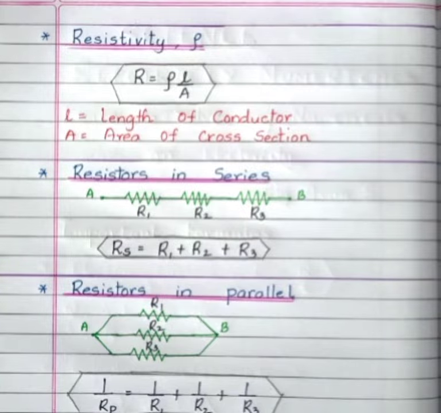When resistors are connected in parallel, the effective resistance is given by the formula 1 divided by Rp equals 1 by R1 plus 1 by R2 plus 1 by R3.